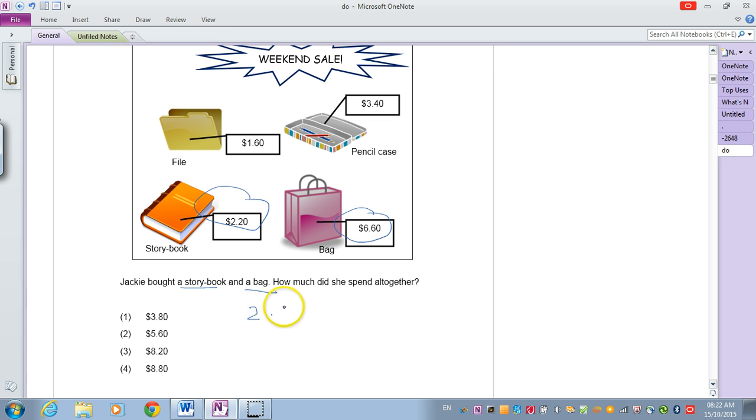So $2.20 and $6.60. Now remember to align the amounts of money by your decimal point. So align the decimal point, make sure that they are in one line. Okay, and let's add. So 0 plus 0, we have 0 here, and 2 plus 6, we have 8 here. Followed by your decimal point, and 2 plus 6 again, that gives us 8. So it's $8.80, and that is option 4. Okay, let's move on.